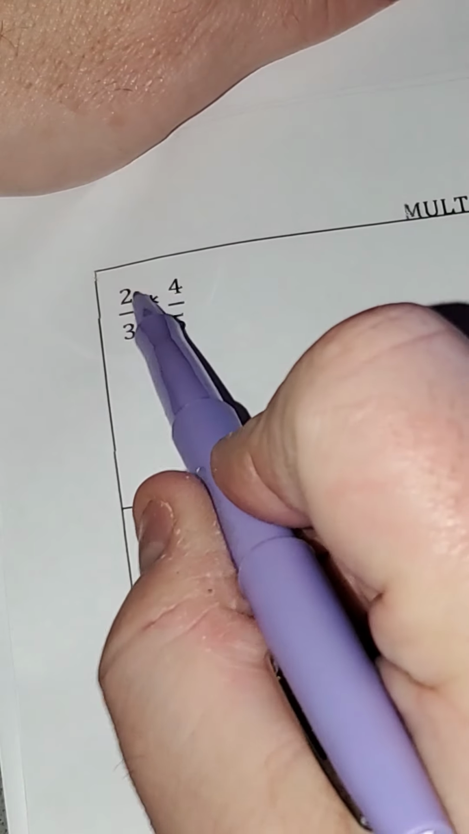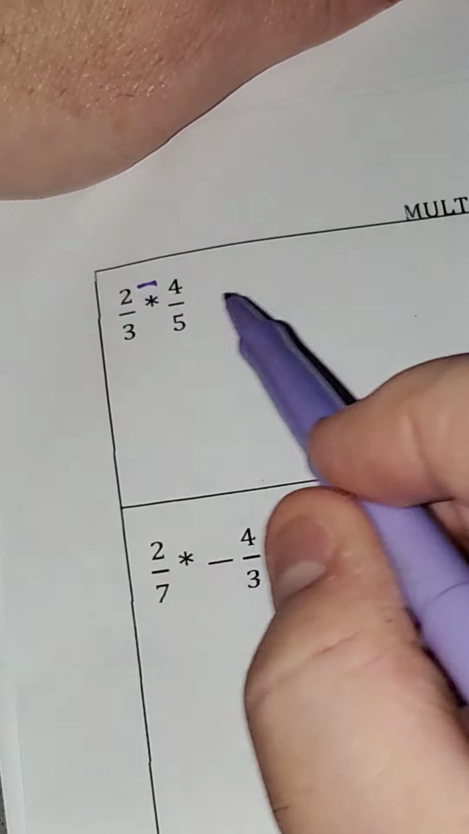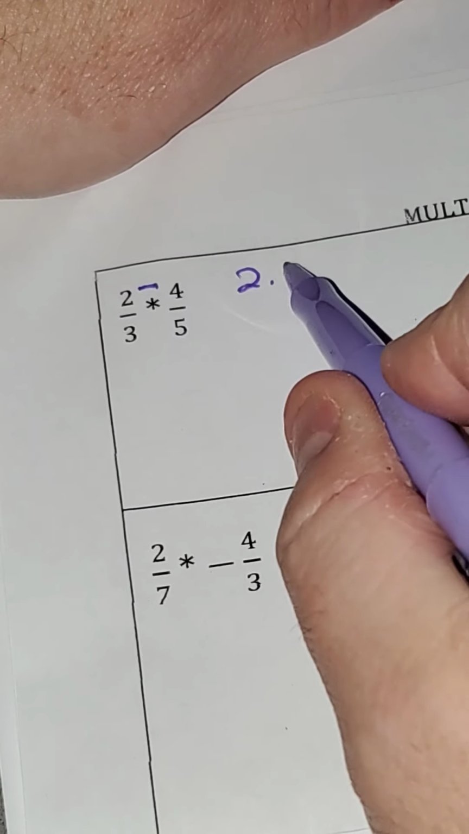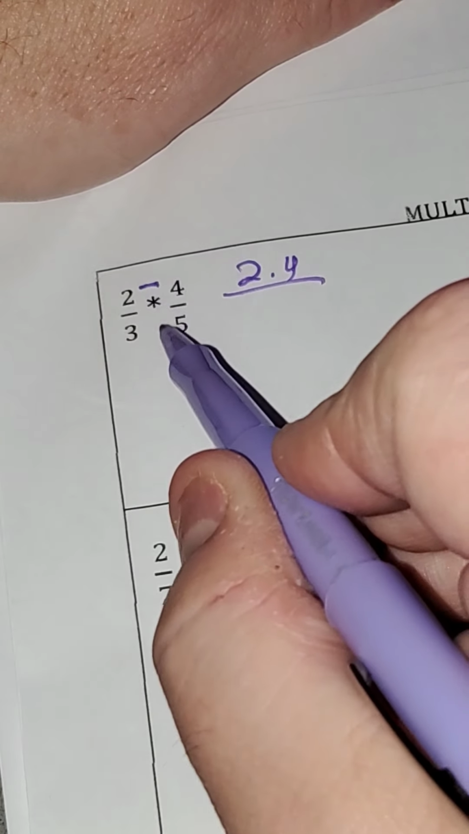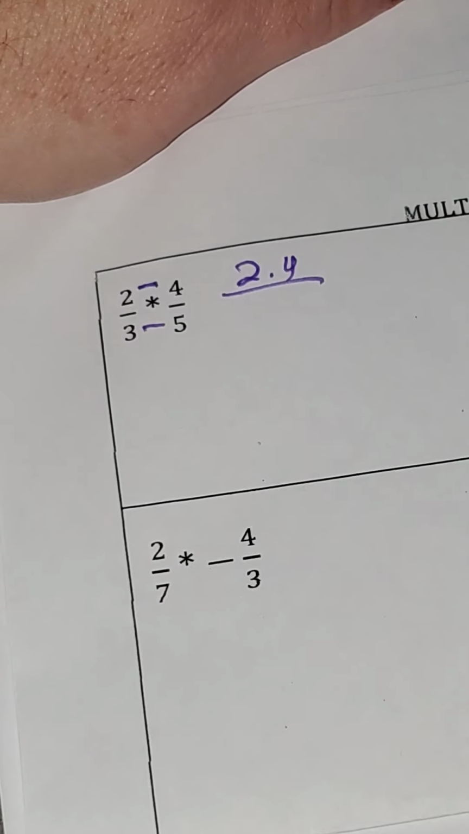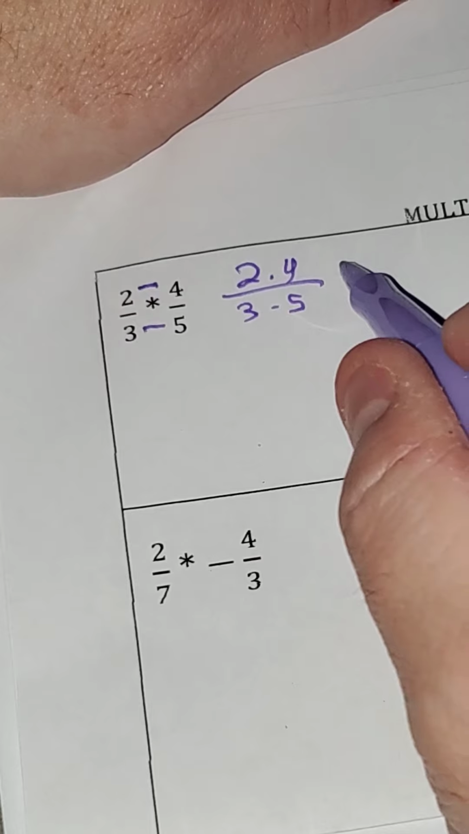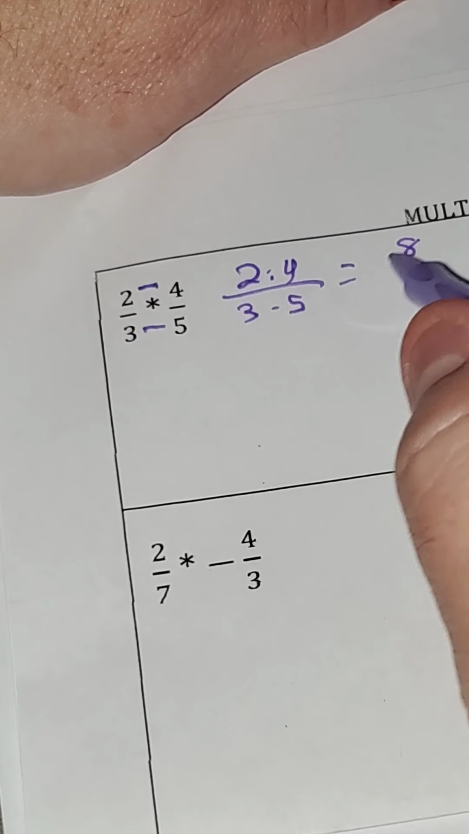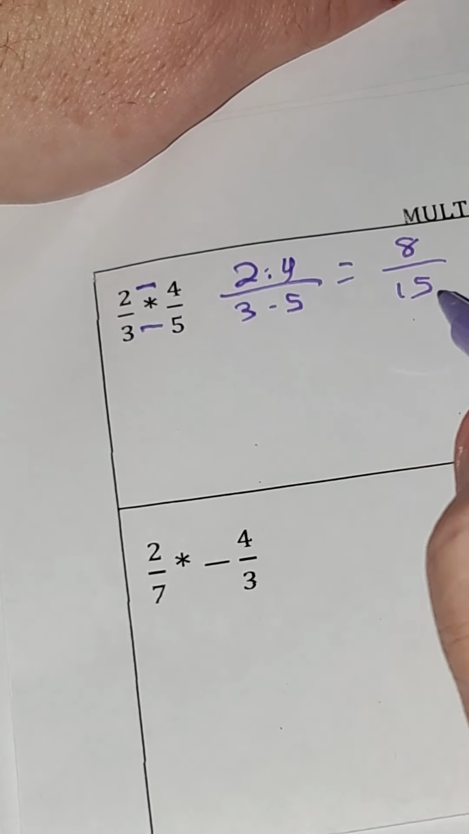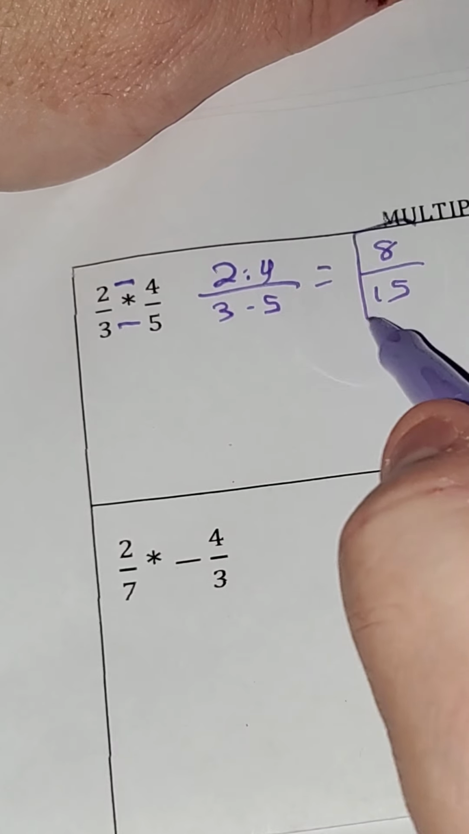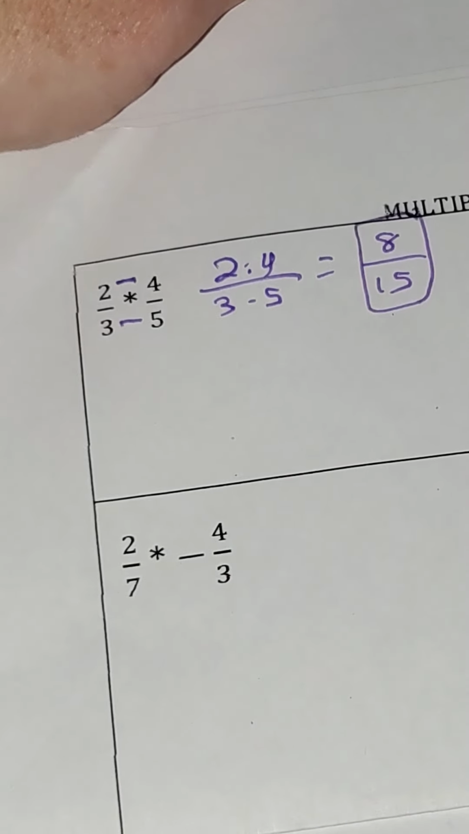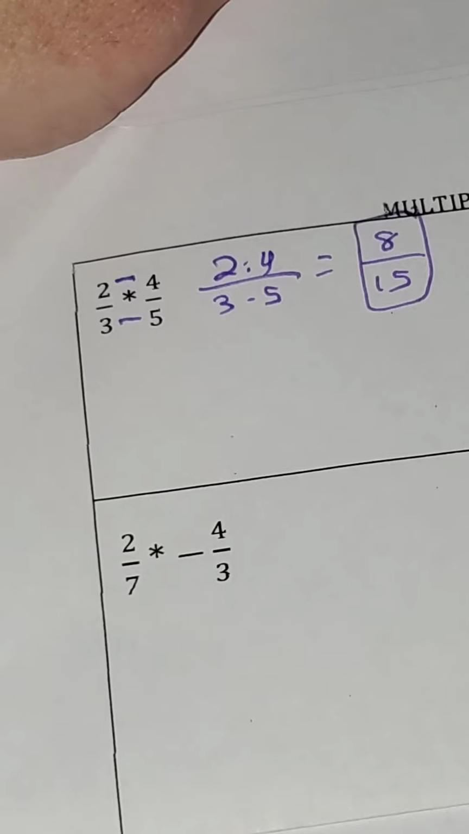So when we get started here, notice we're just going to take this 2 times this 4, and we're going to leave that in the numerator. And then we're going to take this 3 times this 5, and we're going to put that in the denominator. 2 times 4 gives us 8, and 3 times 5 gives us 15. And since 8 over 15 is as reduced a fraction as you can get, we're really done with the answer.